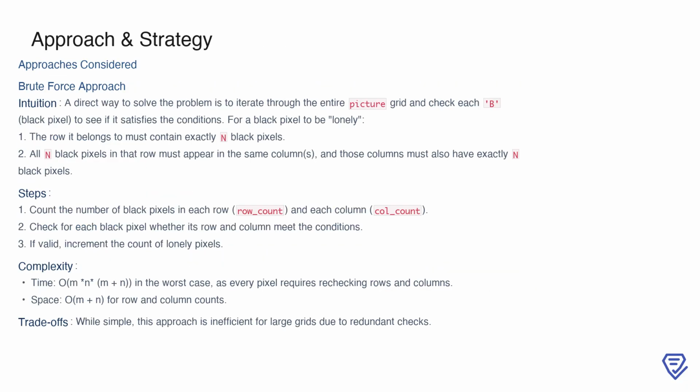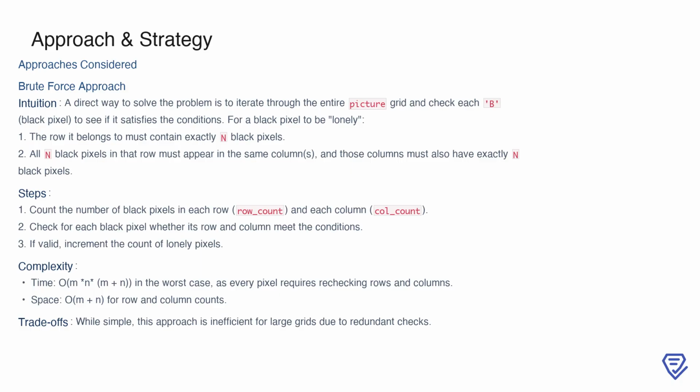To approach the problem, one straightforward method is the brute force approach. Here, the goal is to iterate through the entire grid and check each black pixel to determine if it meets the conditions of being lonely. For a black pixel to be considered lonely, 2 criteria must be satisfied. First, the row it belongs to should contain exactly n black pixels, and second, all those n black pixels must appear in the same columns, with those columns also containing exactly n black pixels.